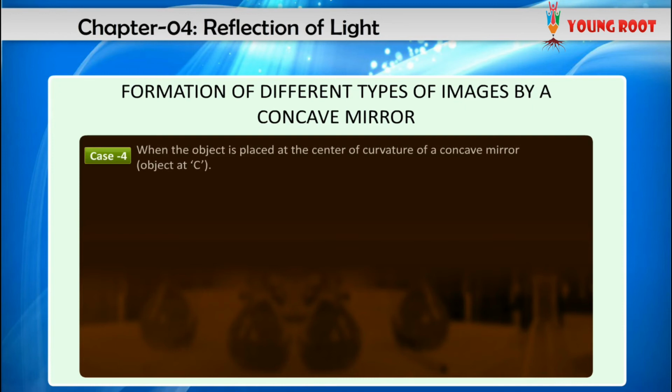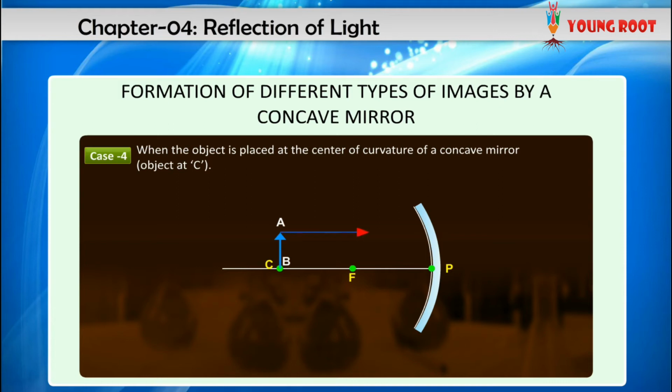Case 4. When the object is placed at the center of curvature of a concave mirror, object at C. The object AB has been placed at the center of curvature C of the concave mirror. A ray of light AD which is parallel to the principal axis passes through the focus F after reflection. Now the second ray of light that we usually use is the one passing through the center of curvature C. But in this case, the object itself is placed at the center of curvature, so we cannot use this ray of light to locate the image.